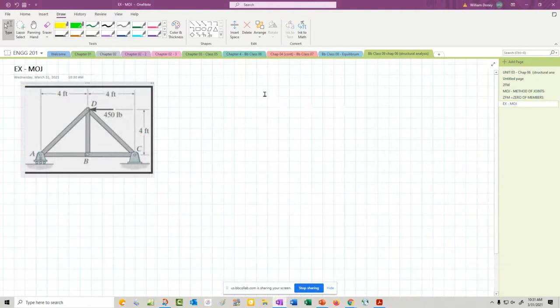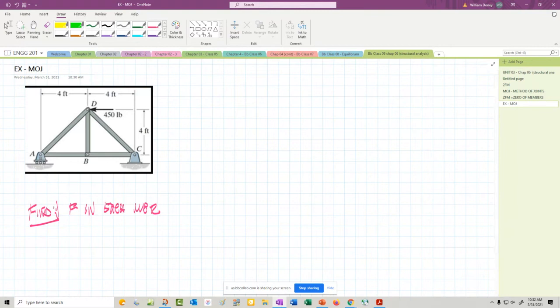All right, so let's go to our example, method of joints here. 1, 2, 3, 4 joints. Given the load shown, we are asked to find, and this is pretty typical, the force in each member. Again, not too many members, 5 members there. So not a whole lot to go through.